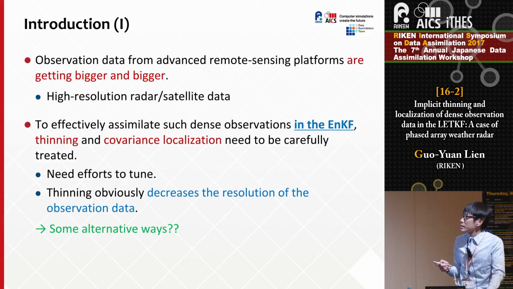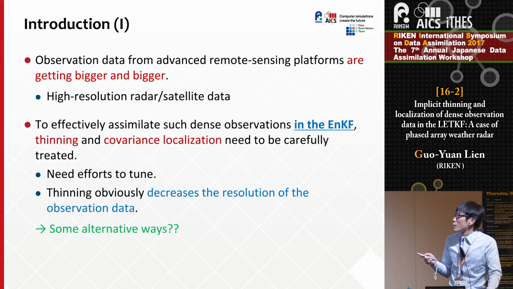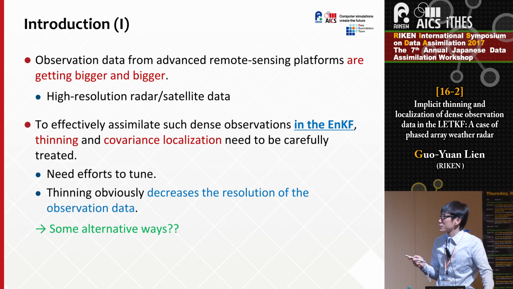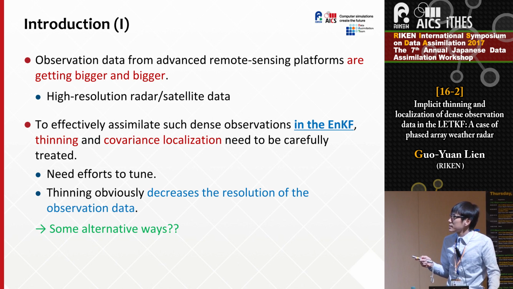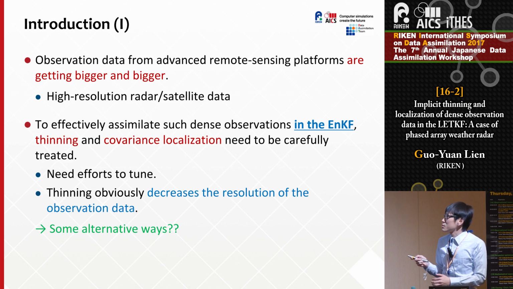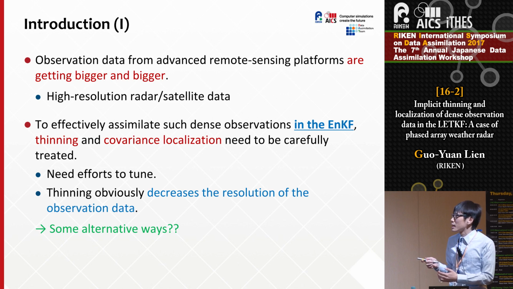In recent years, we have bigger and bigger observation data from advanced remote sensing platforms, like high-resolution radar or high-resolution satellites. To effectively assimilate such dense data in the ensemble Kalman filter, we know we need to do thinning and covariance localization, and they need to be carefully treated. But there are also problems related to this. First, it's a non-trivial effort to tune this. If we don't have some adaptive method, you just need to tune it carefully.